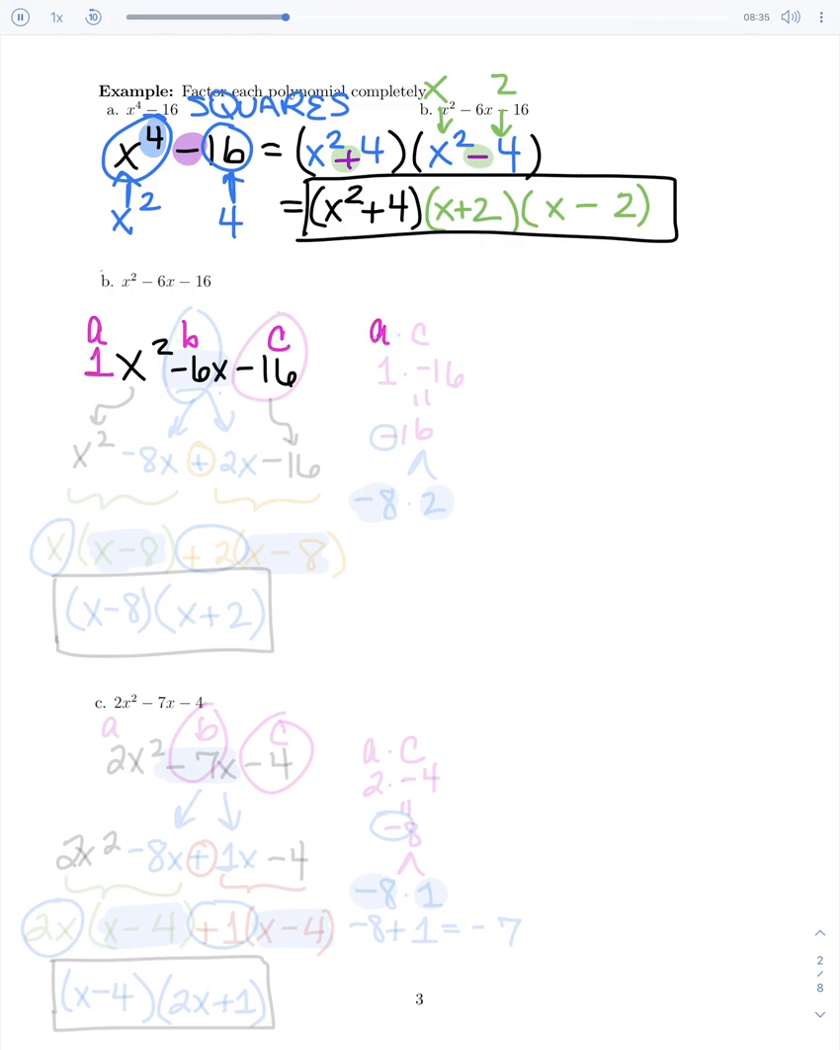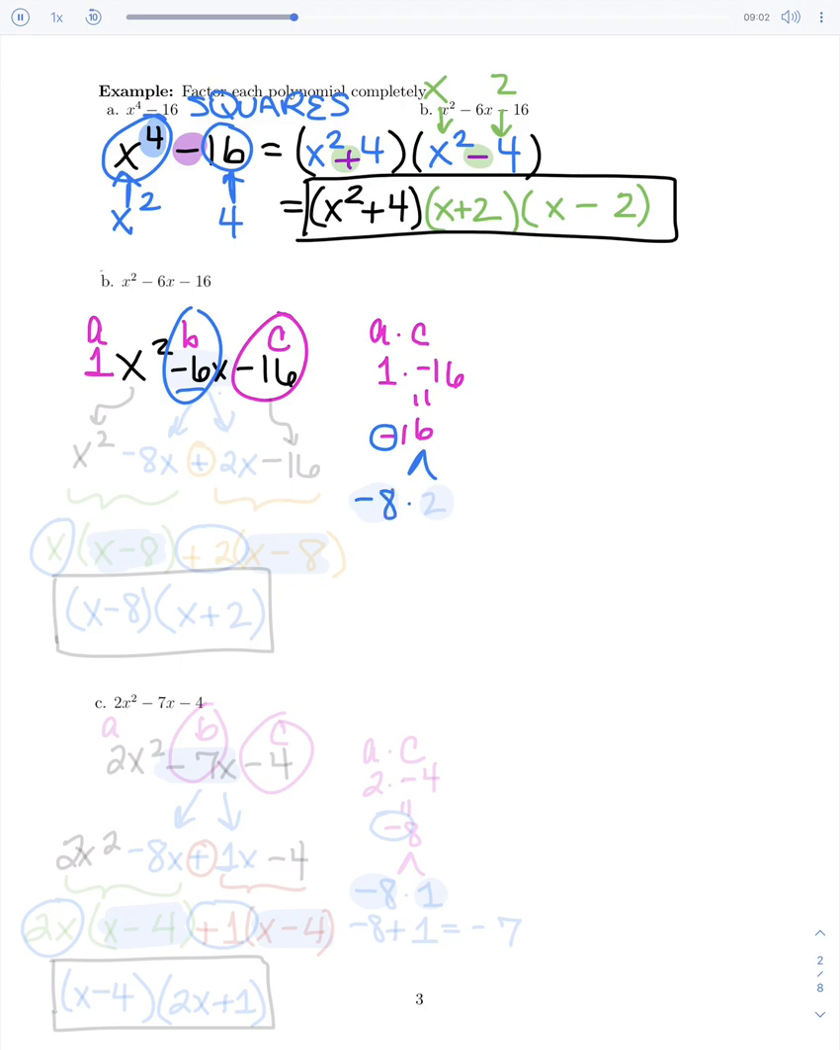So our AC method tells me to do A times C, which is 1 times, be careful, negative 16, which gives me a negative 16. And then I'll need 2 factors of negative 16 that add up to a negative 6. The only way to get a negative 16 is if one number is negative and one number is positive. And I need 2 numbers that when I add them up, they get a negative 6.